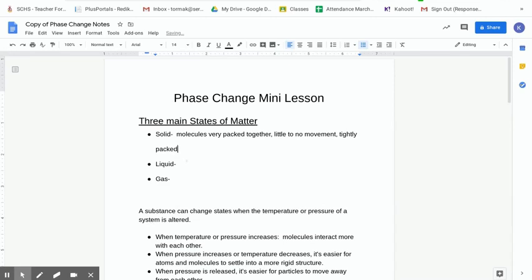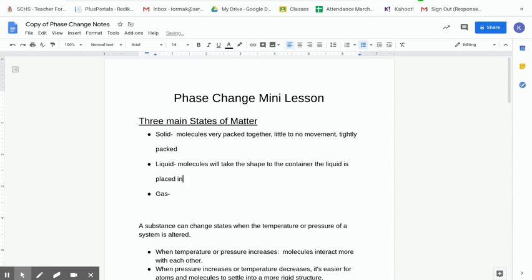A liquid, molecules will take the shape of the container the liquid is placed in. And then another review, gas, really the molecules are moving freely.